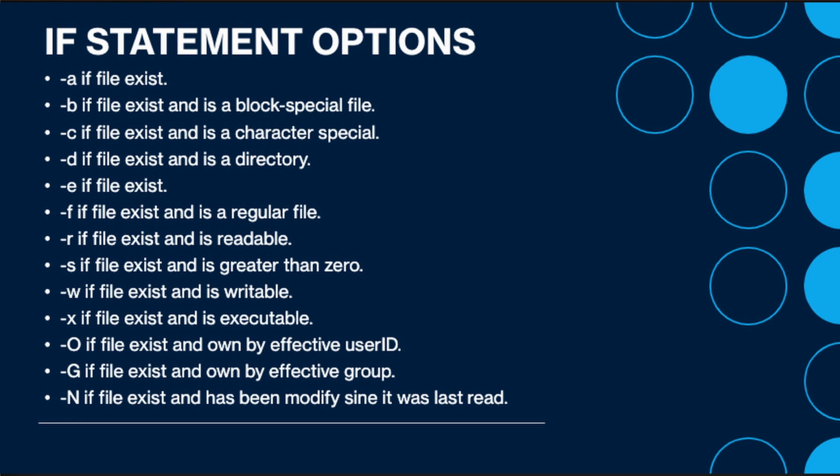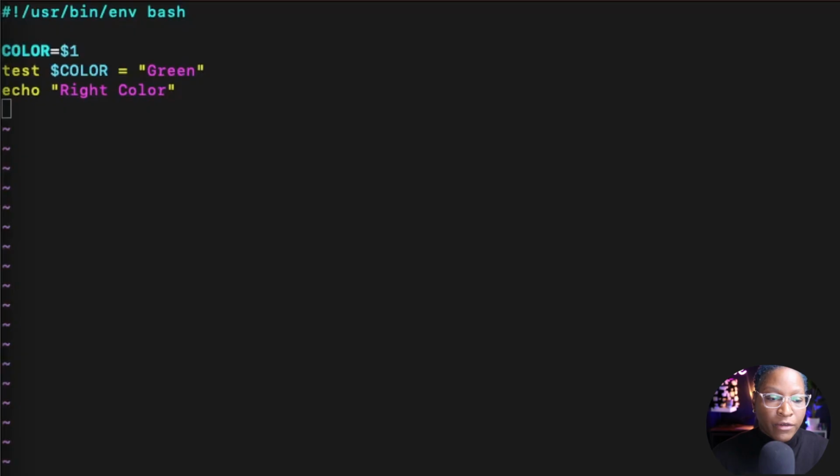You also have -f if the file exists and it's a regular file, -r if the file exists and is readable, -s if the file exists and is greater than 0, -w if the file exists and is writable, -x if the file exists and is executable. Special ones are capital -O, if the file exists and is owned by the effective user ID, -G if the file exists and is owned by the effective group, and -N if the file exists and has been modified since it was last read.